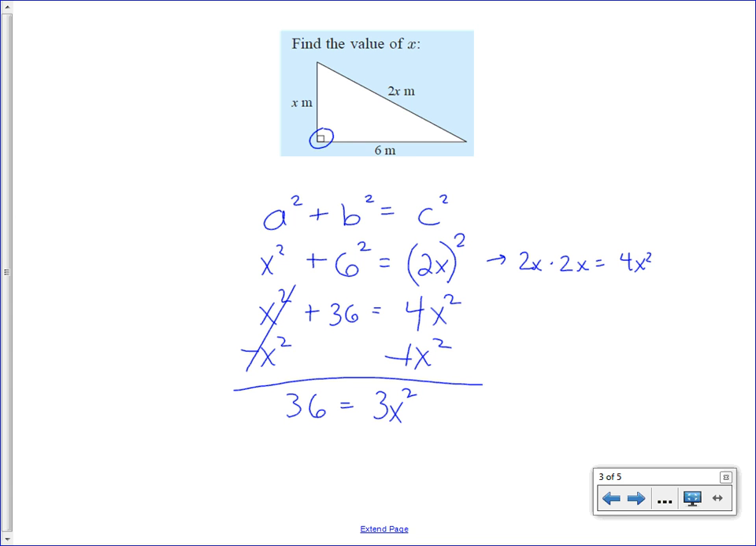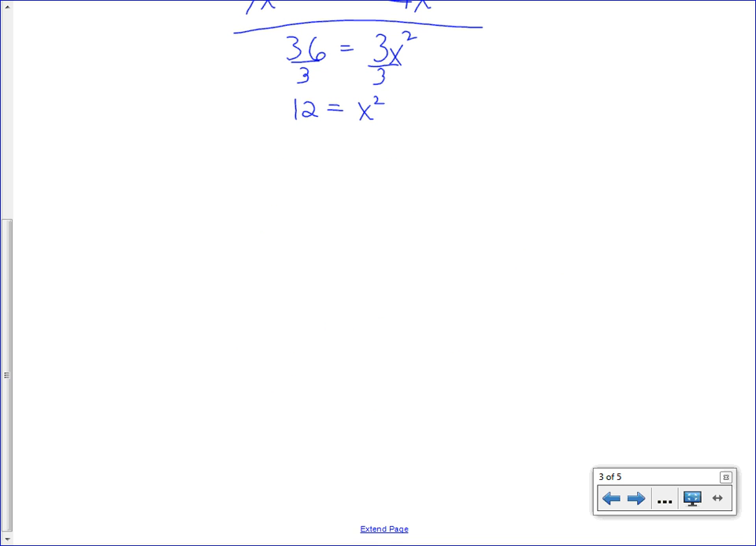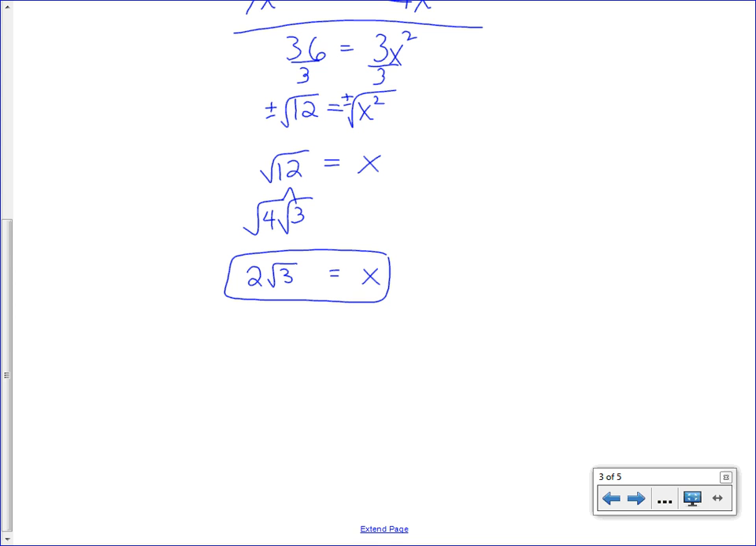I can solve this equation first by dividing by 3. 36 divided by 3 is 12, so 12 equals x squared. And then I'm going to solve for x by square rooting both sides. When I square root, it's plus or minus, but I am going to throw away the negative answer because distances are positive. So the square root of 12 equals x, and then I just want to put this in simplest radical form. So 12 breaks into 4 and 3. 4 has a square root. 3 does not. And that's the solution for x in simplest radical form.